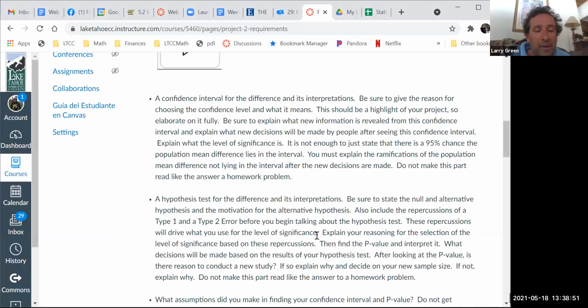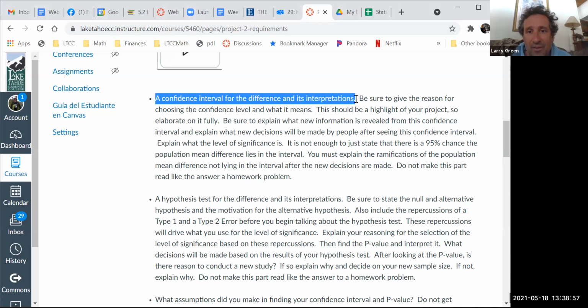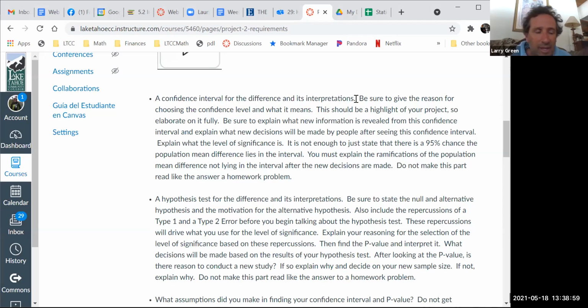So standard error is a big piece. That's piece 1. Piece 2 is the confidence interval, the confidence interval for the difference. And I wanted to let you know, just like project 1, every time you discover anything, you have to mention what decision your client might make after discovering that.